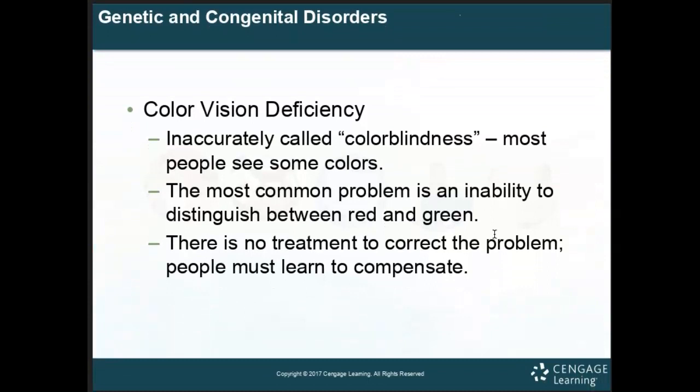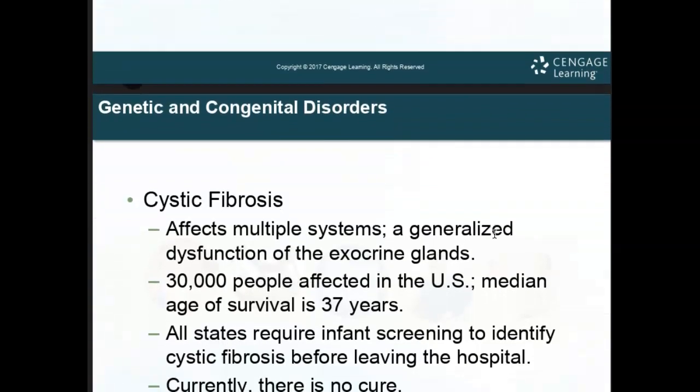Another genetic or congenital disorder would be color vision deficiency, more accurately called color blindness. Most people see some colors. The most common problem is an inability to distinguish between red and green. There is no treatment to correct the problem. Most people learn to compensate, but they have created spectrum glasses that you can put on that can help you see the colors when you wear them.